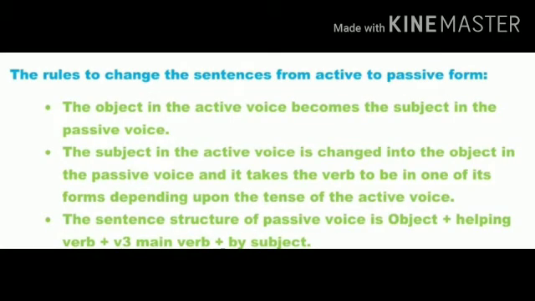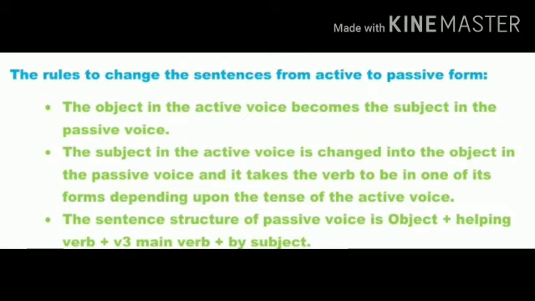Now we are going to discuss the rules to change the sentences from active to passive voice. First thing you have to follow is that the object in the active voice becomes the subject in the passive voice. The subject in the active voice is changed into the object in the passive voice, and it generally takes the preposition by before it.